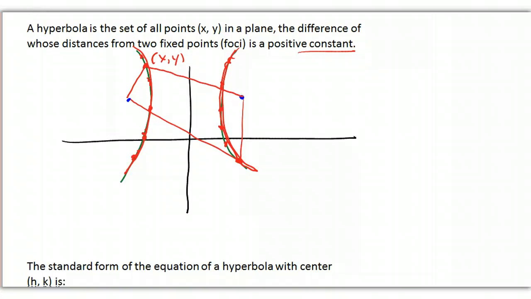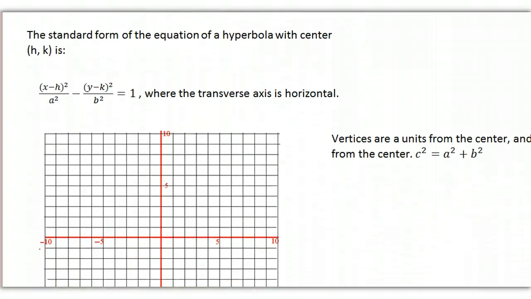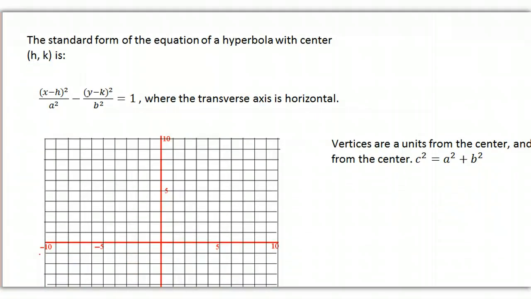Okay, now what kind of equation gives us a hyperbola? Well, the standard form of the equation of a hyperbola with center at (h, k) is (x minus h) squared over a squared minus (y minus k) squared over b squared equals 1. If you've studied ellipses, that looks familiar, except instead of a plus, you've got a minus in the middle. Now, for this form of the equation, the transverse axis is horizontal. How am I going to tell that apart from one where it's vertical? Well, if the x squared part is positive and the y squared is being subtracted, that means your transverse axis is horizontal.